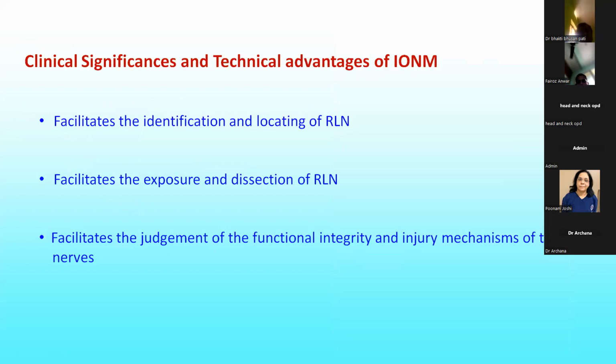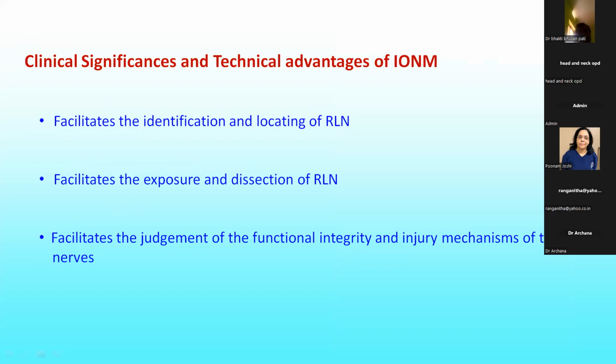The clinical significance and techniques of IONM is to see how to use it. It is used to facilitate the identification and location of the recurrent laryngeal nerve during the surgery, and facilitates the exposure and dissection of the recurrent laryngeal nerve, and facilitates the judgment of functional integrity and injury mechanisms of the nerves.